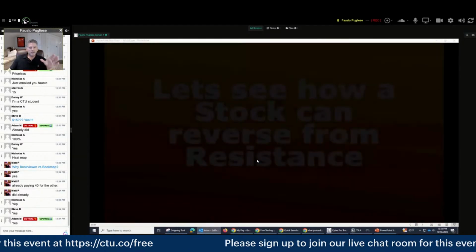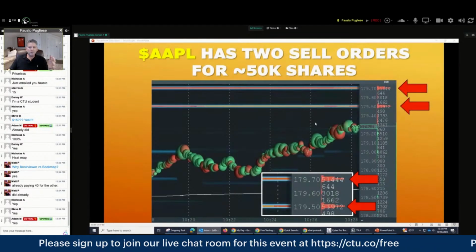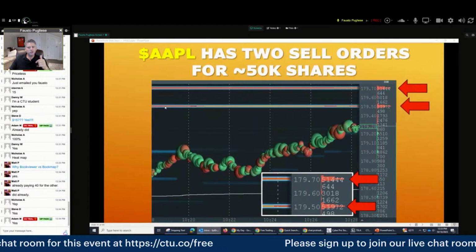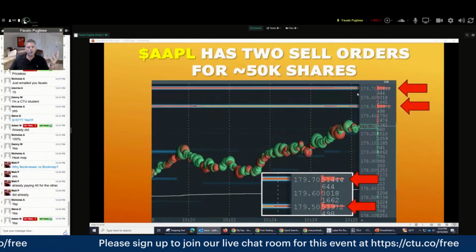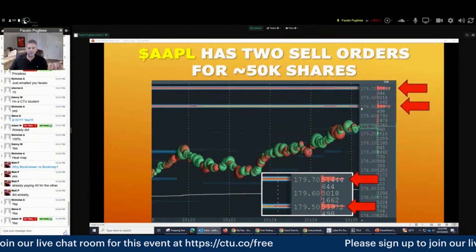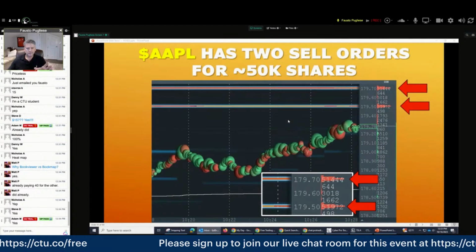So let's see some stocks that did the reverse of our resistance levels. Here you have a stock. There's been a seller out there for about 10 minutes. You've got two orders of 51,000, at 179.70 and 179.50. And this is Apple. By the way, it works on every stock.